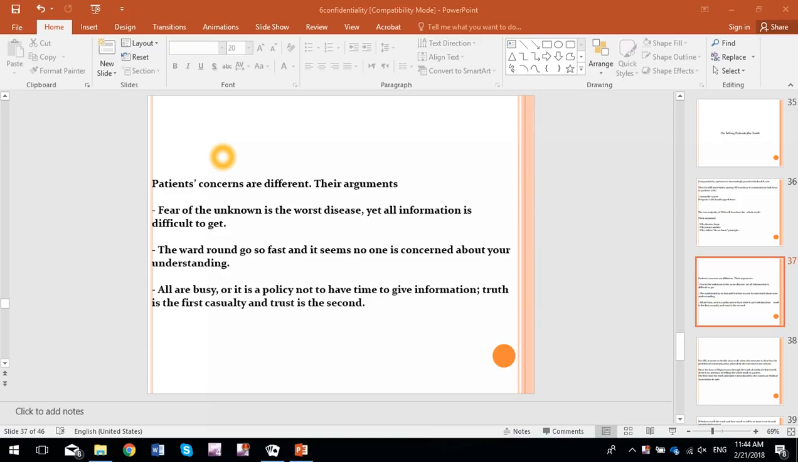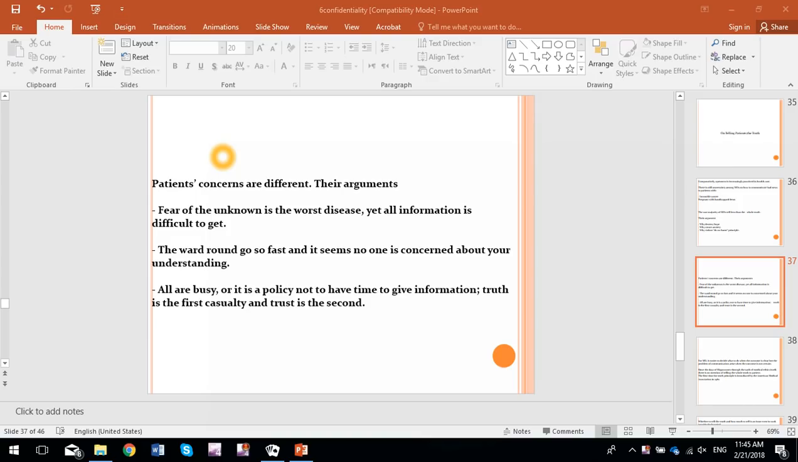Again, they said that the ward round, when the physician and the team go during the ward round in the morning or in the afternoon, goes so fast. And it seems no one is concerned about your understanding. No time is devoted during the ward round to making the patient understand what's wrong with him. And we look to the healthcare team, and it seems that all are busy, or it is a policy not to have time to give information. They look all busy. They don't have time to give information.